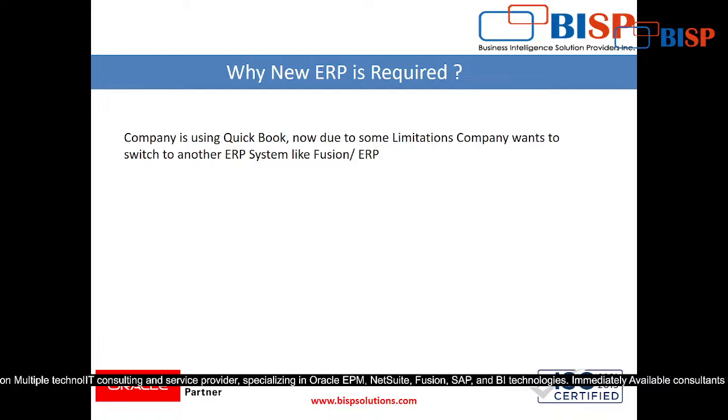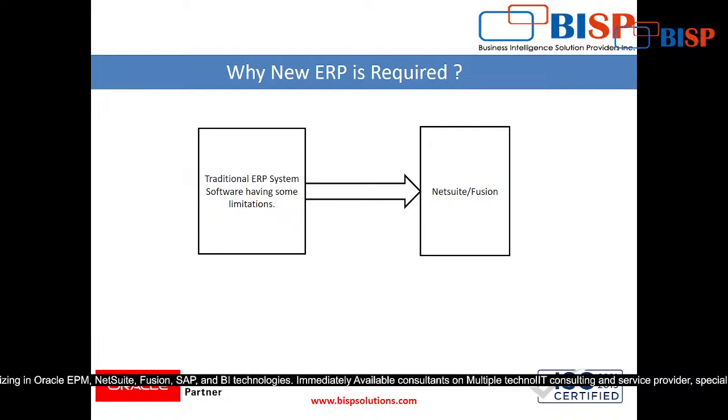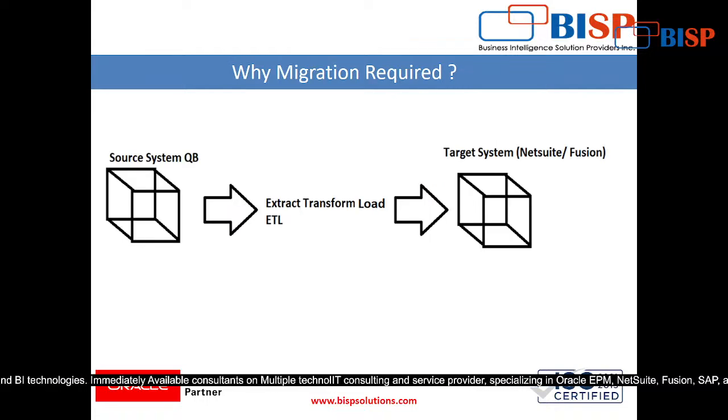Now why is the company switching? Because there are some limitations in their previous ERP system, so they are moving to Fusion. In this webinar series we are going to focus on how we are going to migrate the data. Every company moves from one application to another because the other application is providing some new features. So now we are going to see how we are going to migrate the data.